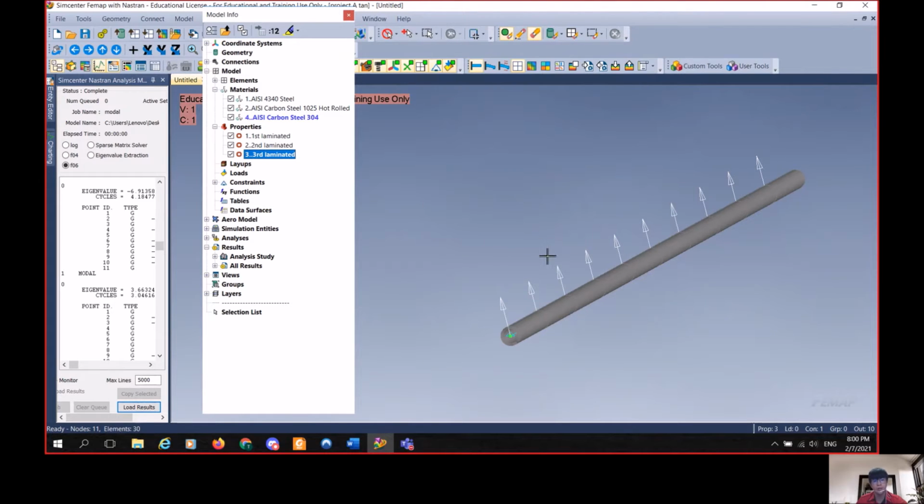And for the third laminate, which is also the outer laminate, the AISI carbon steel 304 is the chosen material, as it is a commercially cost-friendly material, and it gives excellent drawing properties and also high corrosion resistance, so that it can give good protection to our new pipe.